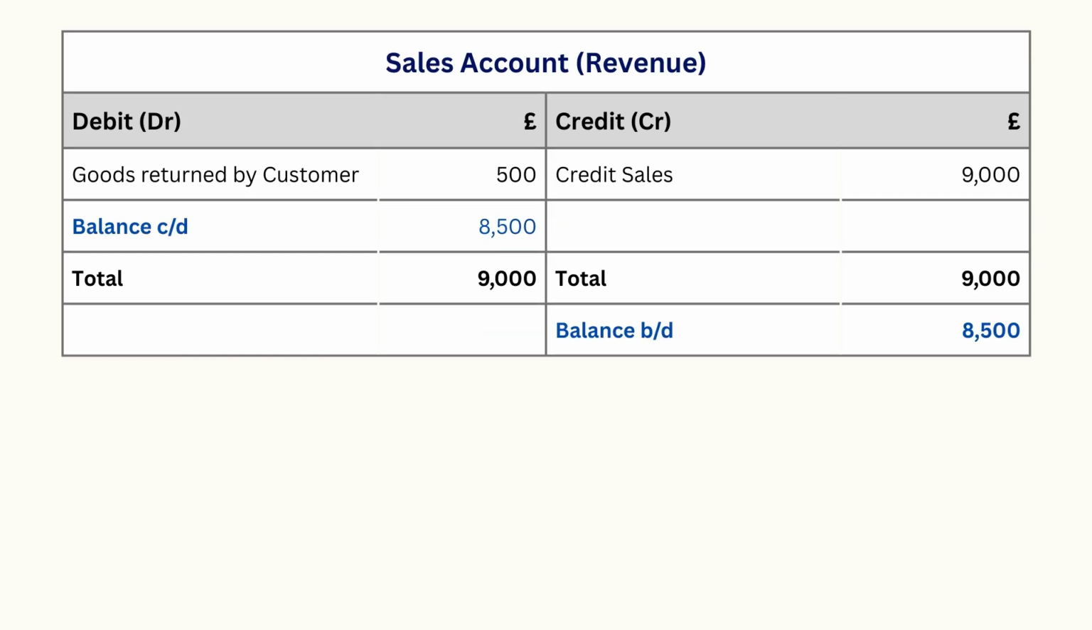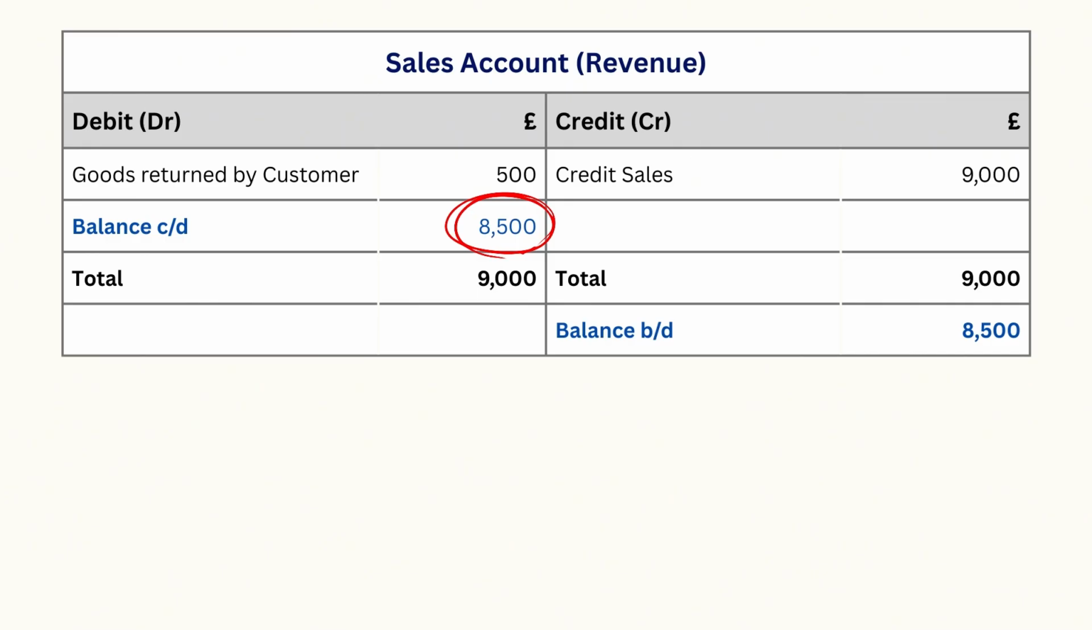The sales account is income, so it normally carries a credit balance. Credit sales of £9,000 increase sales and are posted on the credit side. When customers return goods, this reduces the sales figure, so sales returns go on the debit side. The difference, £8,500, is the balance carried down on the debit side because the debit side is smaller. We need it to equalise the account.